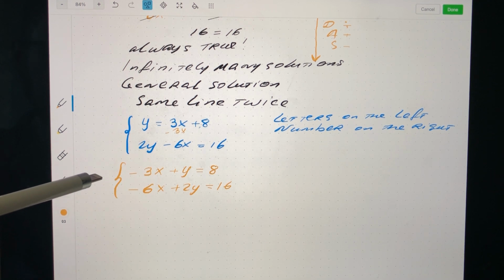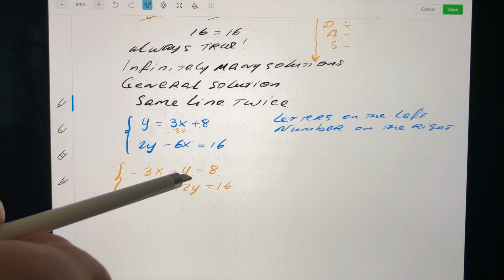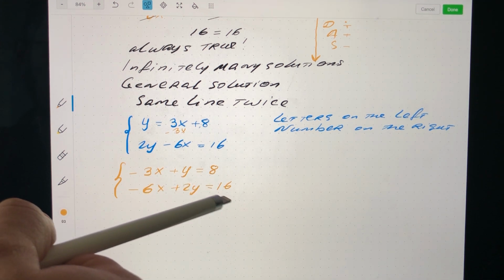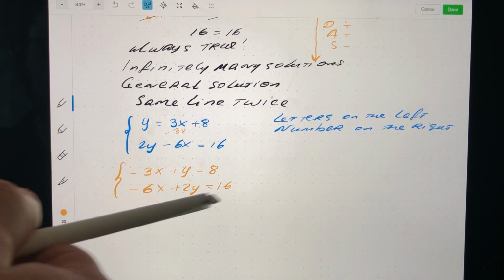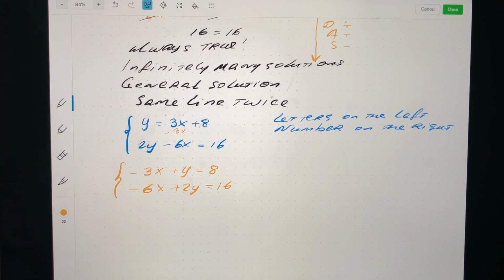If we simply multiply each number by 2, negative 3 will turn to negative 6, 1 will be 2, 8 will be 16. So I really don't have any extra information here in the second equation, it's only the first one doubled. Now, using elimination, let's add these equations in such a way that one of the letters cancels.